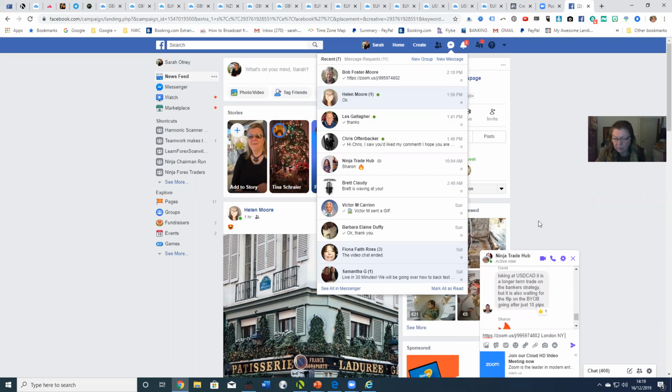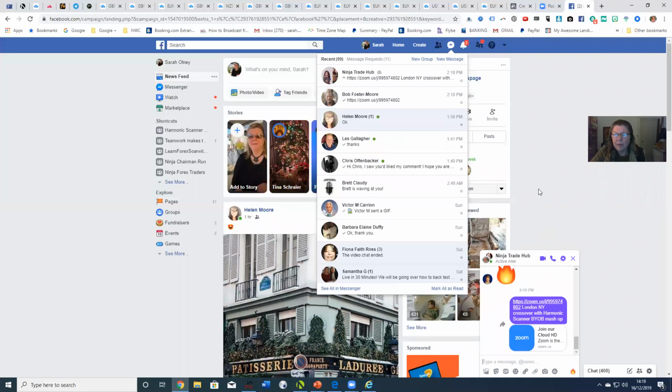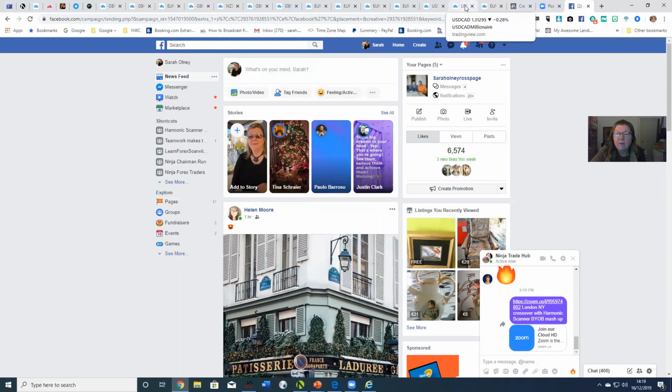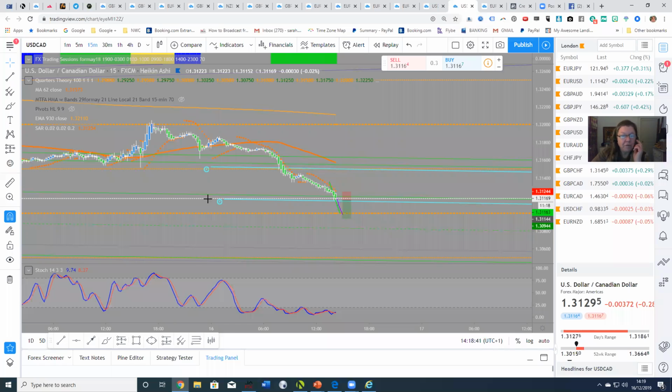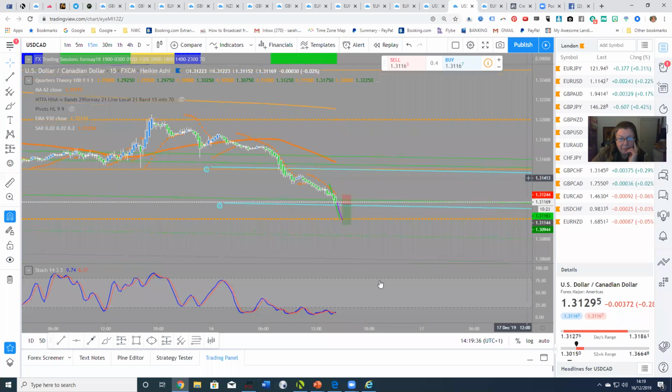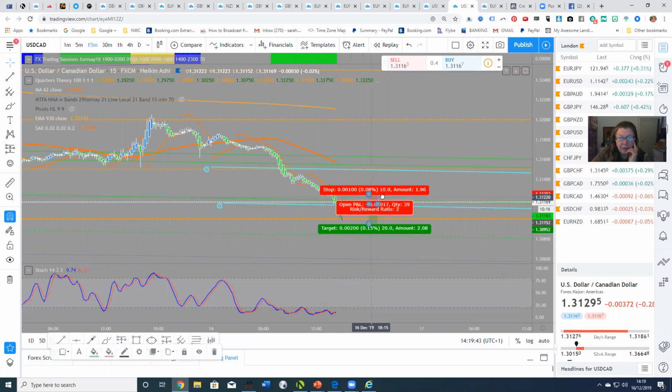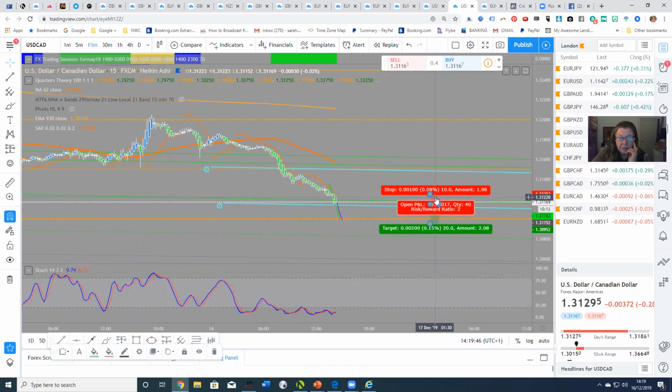London, New York, cross over with Harmonic Scanner, BYOB. Right, let's just put that in there. Back to USD CAD. On the 15-minute, looking at BYOB with the Heikin-Ashi candles and the SARs, you can see it still says it's bottoming along the under 20. So it's chuntering along. So we're waiting for a SAR flip. I'm not in anything, I've just put that there as an idea.